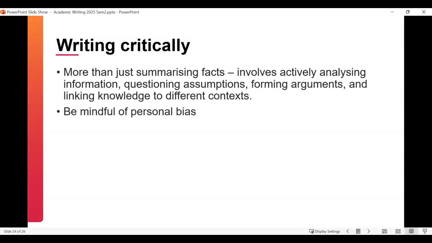You need to be mindful of your personal bias. If you think that you don't have a personal bias, you do. Everyone does, because we've grown up a certain way. We've had a certain education, upbringing, education. We have a certain language background, cultural background, and all those things inform how we see the world.